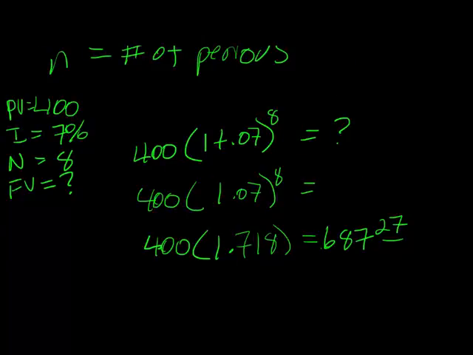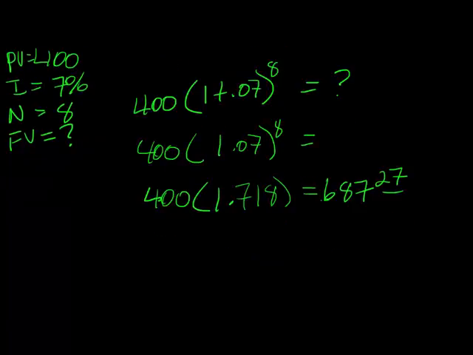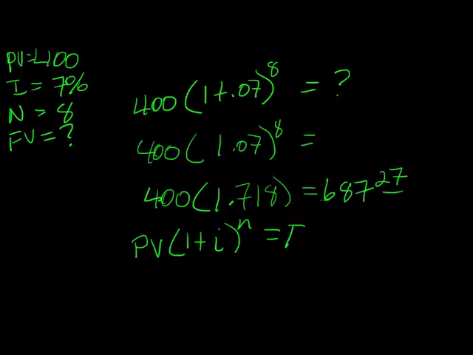And if we go back and look at this future value equation, it's the same thing as we've always done. Present value times 1 plus i to the n is equal to future value, and that's all we did to calculate this right here.